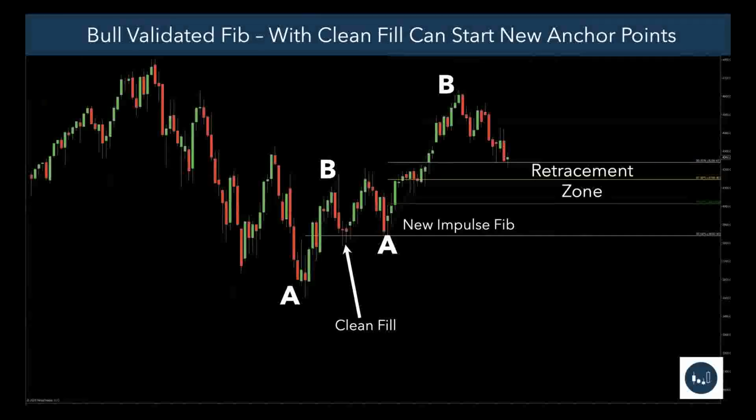And so here's a combination. This is called a bull validated fib. And what I mean by that is anytime that we get a retracement and a clean fill, so you see the first A to B on the left, we get a retracement to the 50. We call that a clean fill because we got a retracement within our zone. That allows us to create a new anchor for an impulse run. So I've got my first set of A to B. Now I'm allowed to have a second A to B, okay? And on that second one, this is called an impulse off of a validated level. So I've validated that retracement.